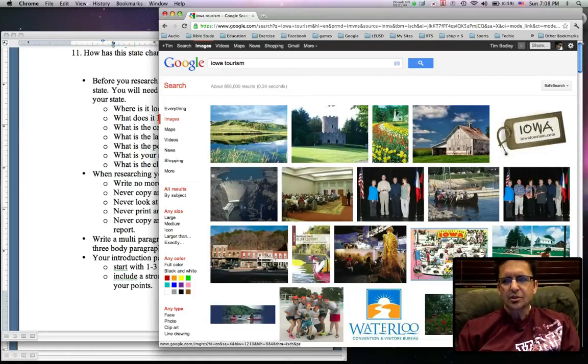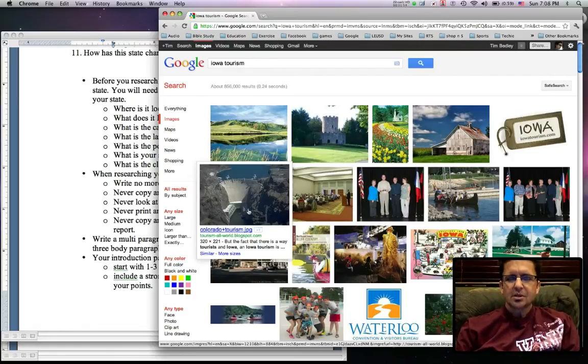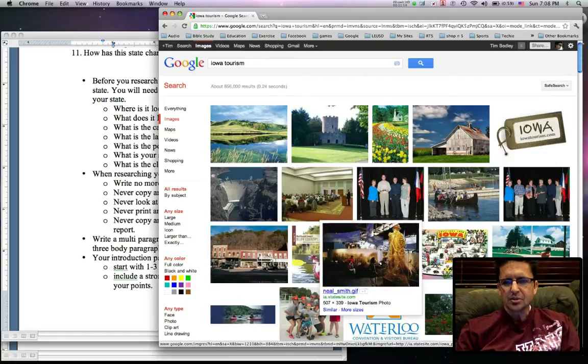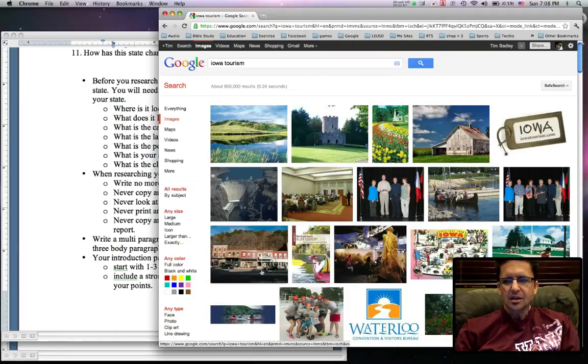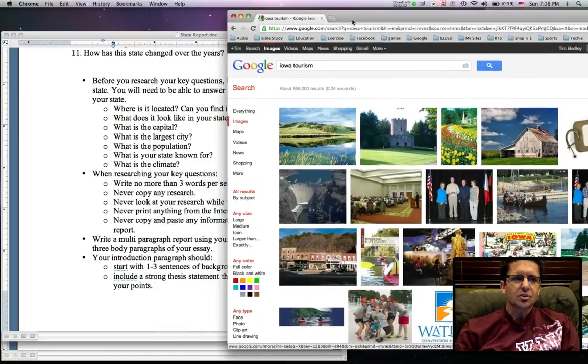Make sure that you're actually looking at Iowa because like this picture here, you can see it says Colorado tourism. So that's not Iowa. You've got to make sure that you actually do a little bit of reading as you go through. Iowa State Iowa tourism. See, so you know that that's Iowa right there. So anyway, just kind of get familiar with what the state looks like by looking at some pictures. And then you can actually start typing in some of these questions.